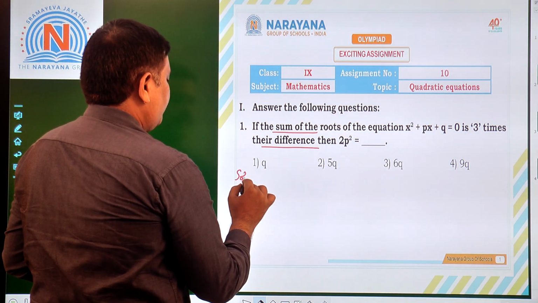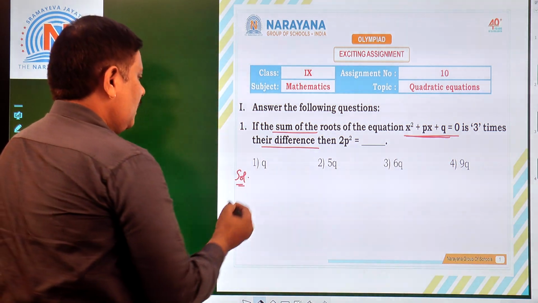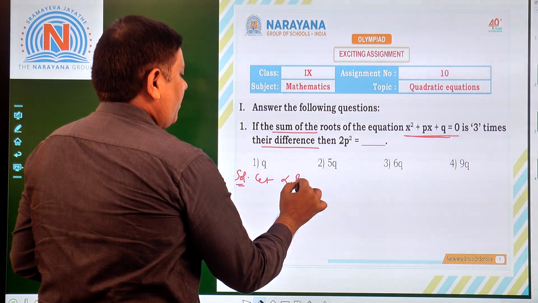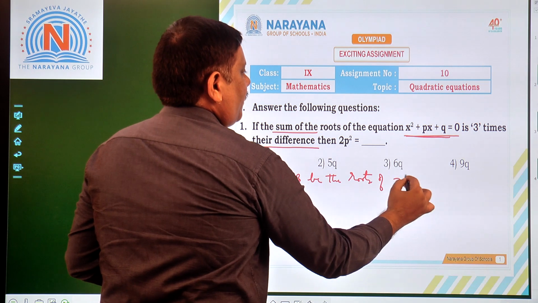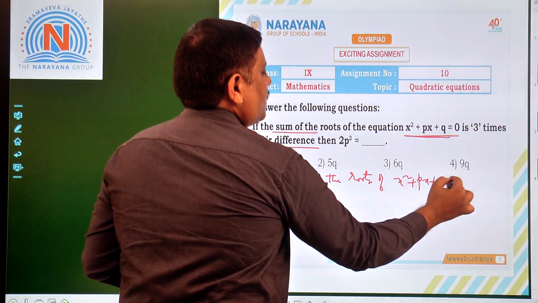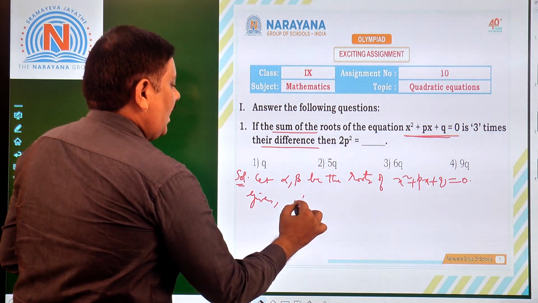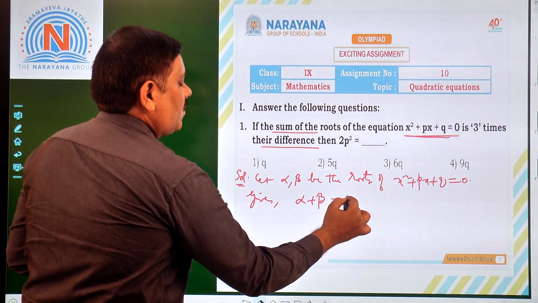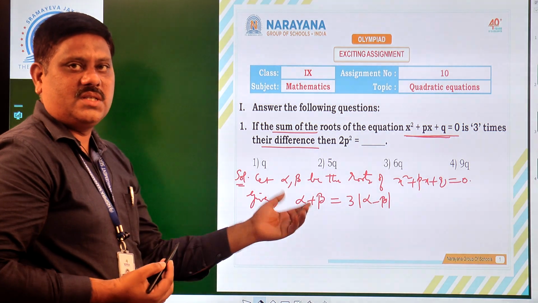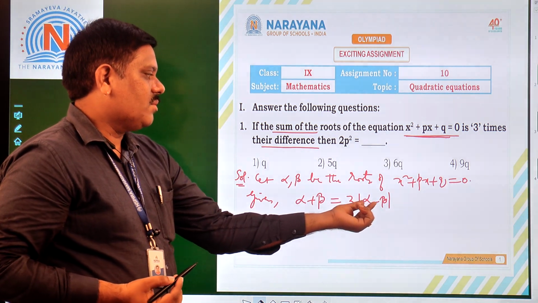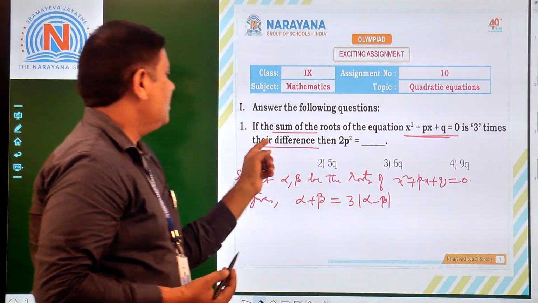Solution, let us start like this. So the given equation is x square plus px plus q is 0. Let alpha and beta be the roots of x square plus px plus q is equal to 0. Now what is given? Alpha plus beta, that is the sum of the roots, is equal to 3 times modulus of alpha minus beta. We don't know which is greater. That is the given condition. Sum of the roots is 3 times the difference.